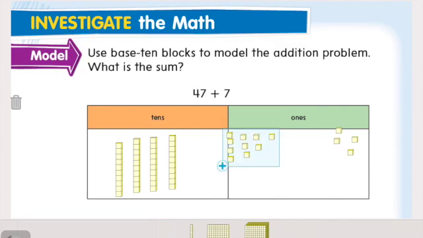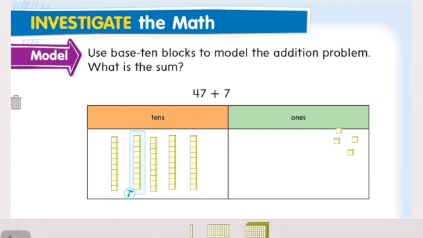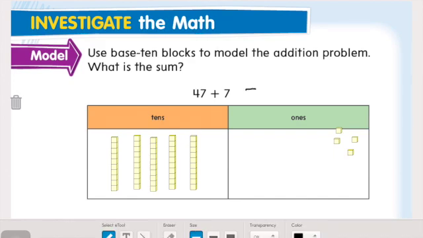Now I'm going to trade in this 10 for a 10 rod, and then I can move that 10 rod over into the 10's place. And so now if I look at what I have, I actually have 5 10s because I regrouped those 1s and 4 1s. So my answer is 54.